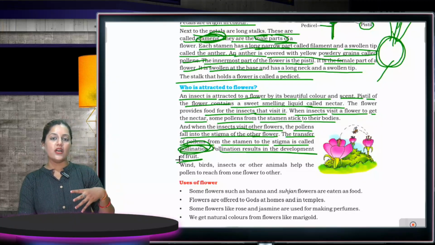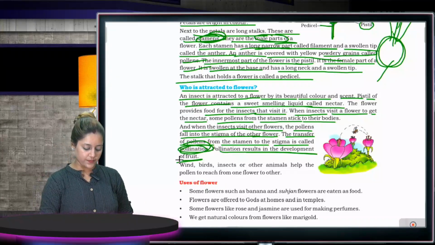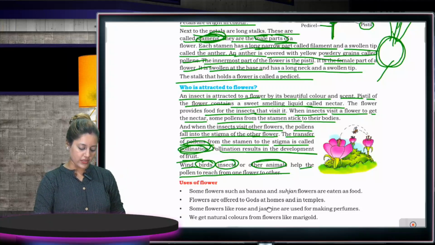As in our human beings there is reproduction, in the same way in flowers it is pollination. Winds, birds, insects and other animals help to carry pollen from one flower to another.